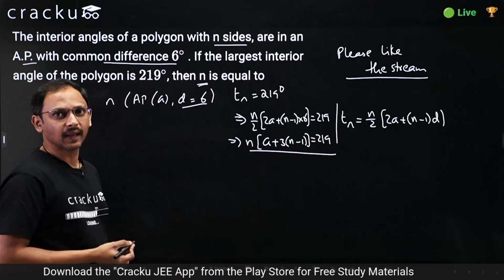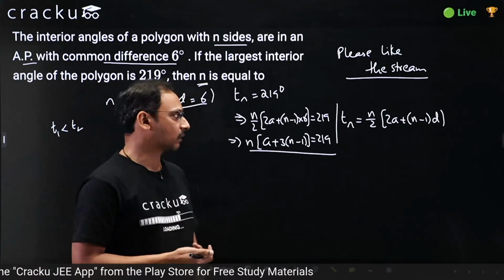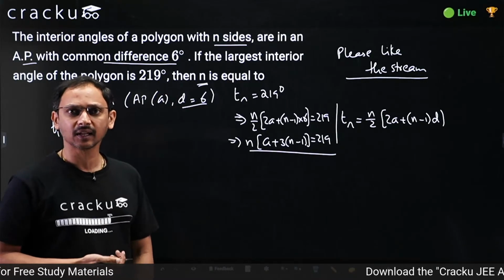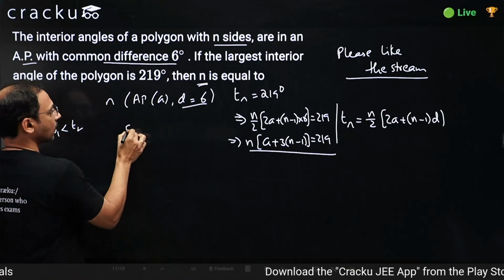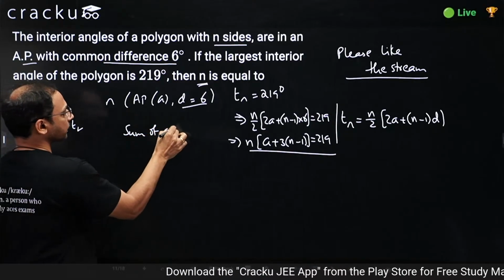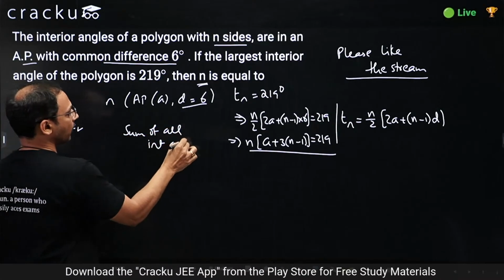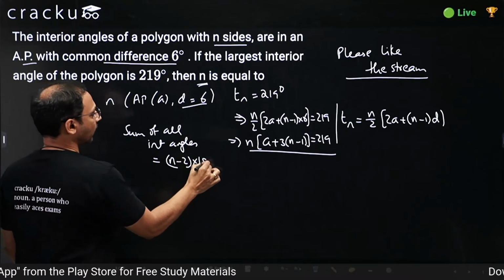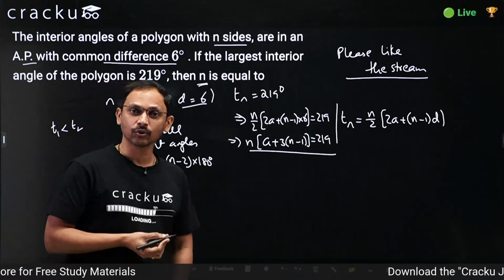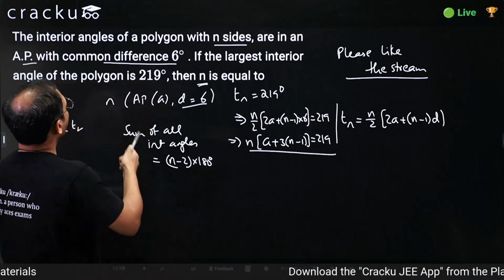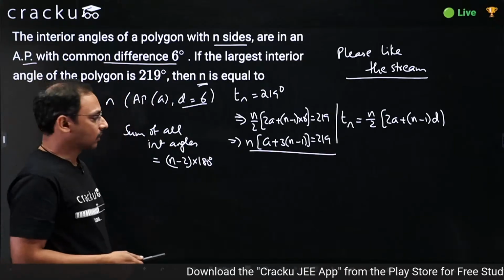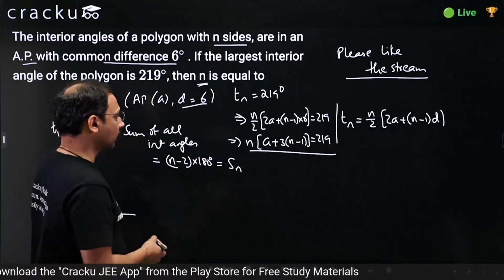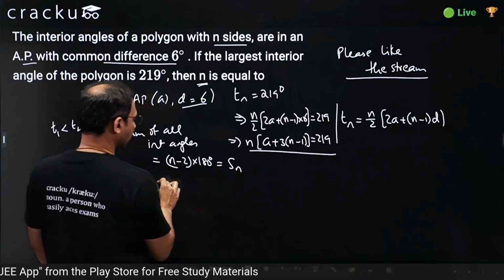So there is one relation between a and n. Now what could be the other relation between a and n, because we have two variables. So the other relation will be the sum of all the interior angles of a polygon. The sum of all interior angles in any n-sided polygon is given by n minus 2 into 180 degrees. So how can we use it here? Now we know that all the angles are in AP. So this is nothing but Sn of that AP, T1 plus T2 and so on till Tn. So we shall try to use the Sn formula.